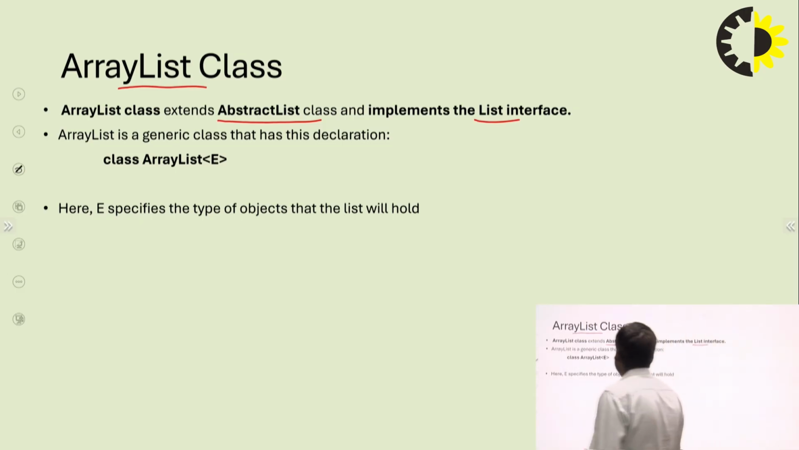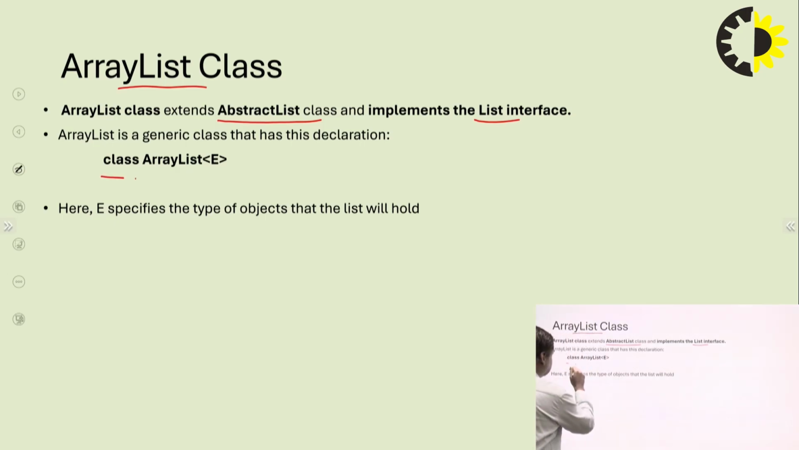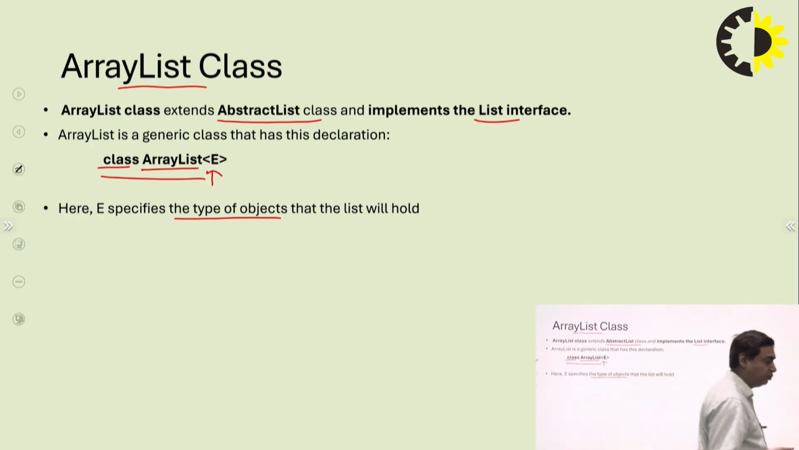This is the generic class declaration. We have the class and the name of this collection is ArrayList. E specifies the type of the objects, like the object can be of integer, the object can be of string. So you can define any type. Therefore, we call it a generic class definition of ArrayList.